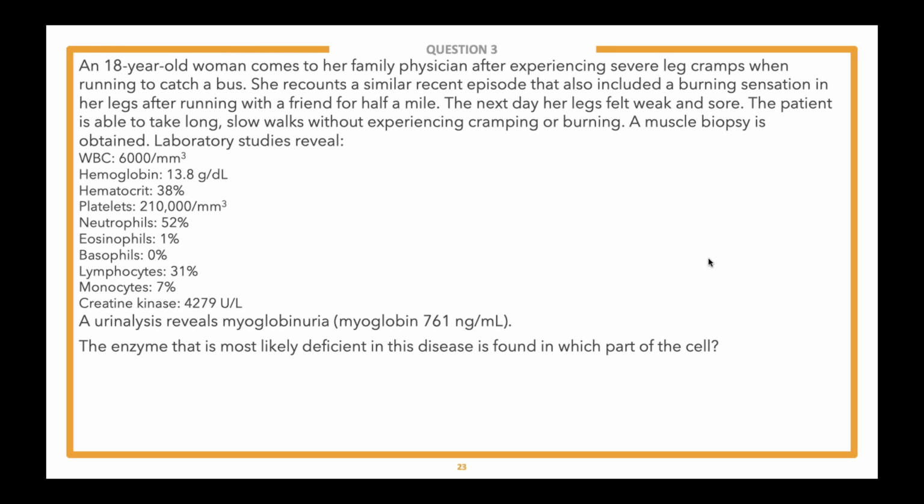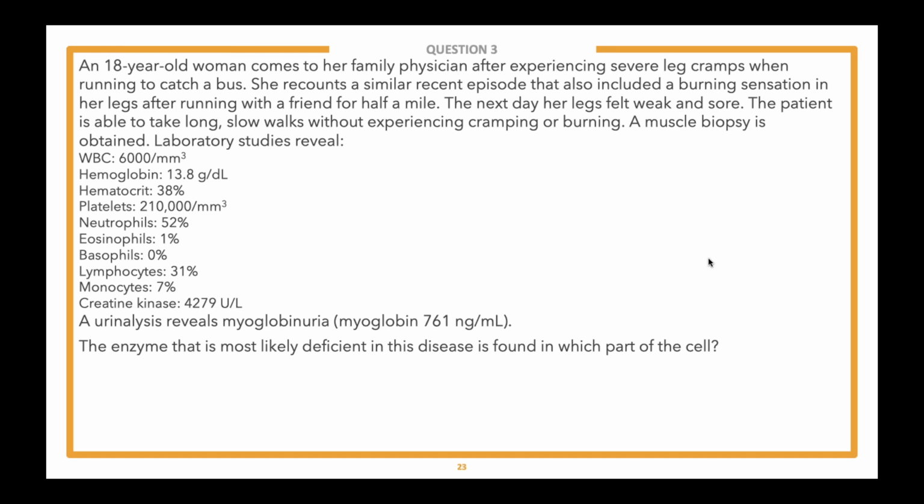Let's read that vignette. An 18-year-old woman comes to her family physician after experiencing severe leg cramps when running to catch a bus. She recounts a similar recent episode that also included a burning sensation in her legs after running with a friend for half a mile. The next day, her legs felt weak and sore. The patient is able to take long, slow walks without experiencing cramping or burning. A muscle biopsy is obtained.